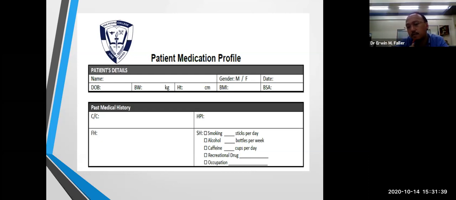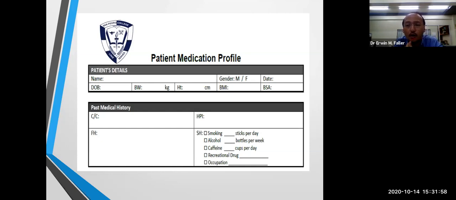Another one would be the social history that may affect, in terms of taking medication, it may enzymatically induce or inhibit certain enzymes, or it may have interactions in terms of the social history of the patient.